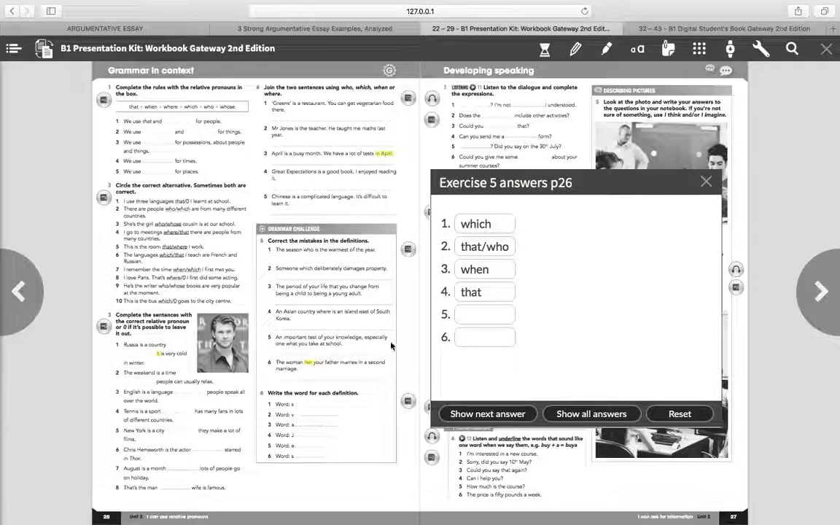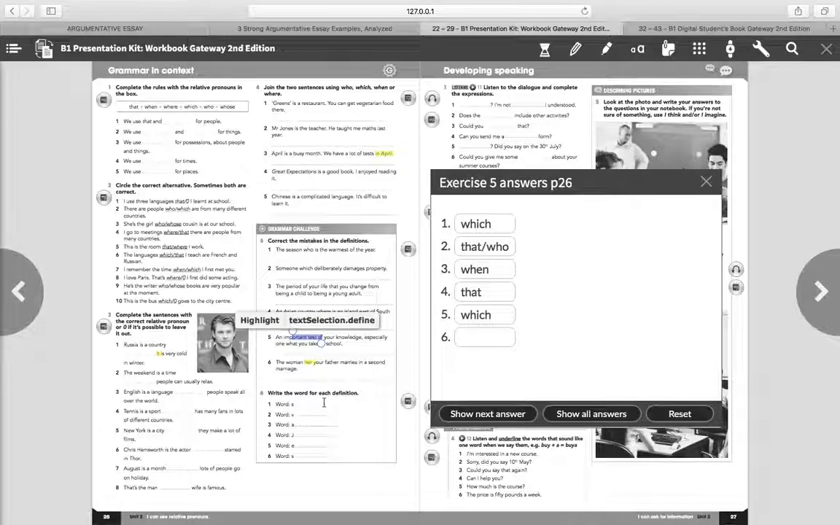An important test of your knowledge, especially one, not what, not who, or just important test. It is an object. So one which you take.